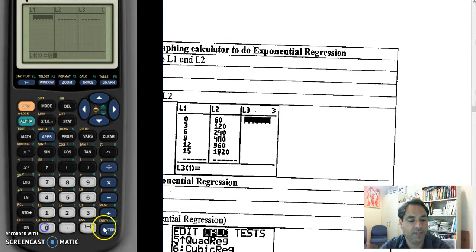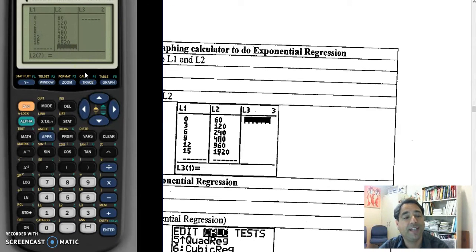So in list 1, I'm going to put 0, 3, 6, 9, 12, 15. And then list 2, I'm going to put 60, 120, 240, 480, 960, 1920. Make sure everything is inputted correctly, everything lines up.